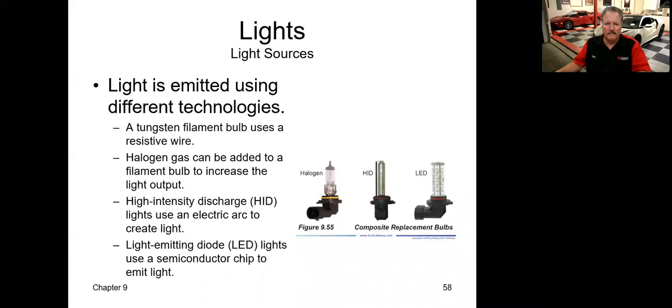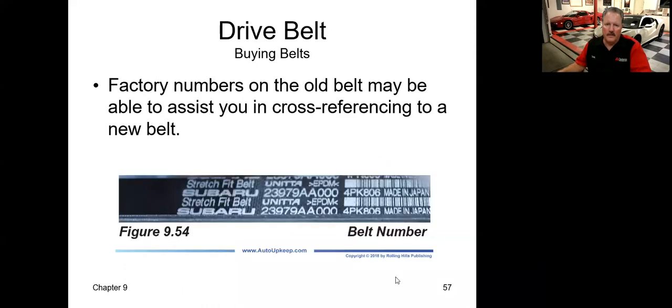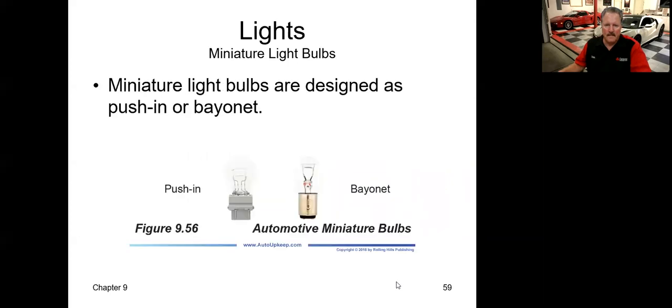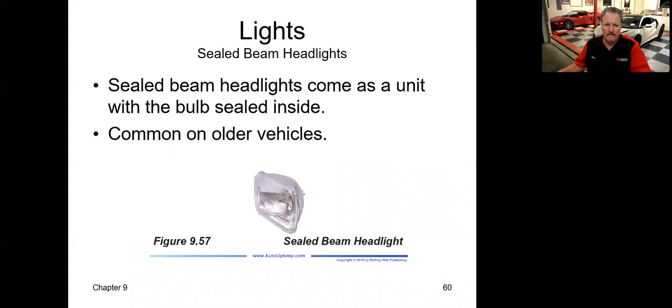We have different bulbs now in vehicles. We've got halogen, HID, and LED. The most important thing on these is to keep your fingers off the bulb. When you go to install new bulbs, you don't want the oil from your fingers to be around the bulb. It can cause premature failure of the bulbs. So there's a couple of different styles of bulbs here.